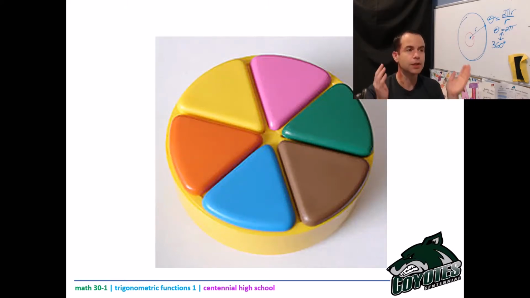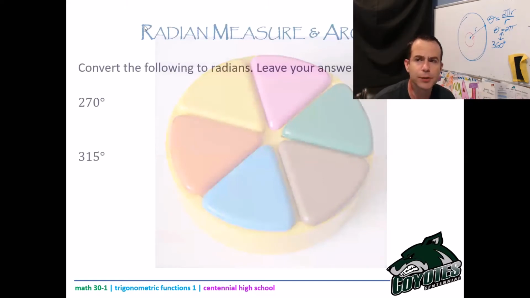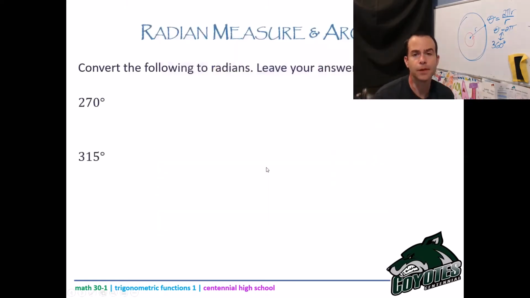Think about a circle, or think about a pizza if that's better for you. Divide it into 6 slices, and one of those slices is roughly how big a radian is in the circle. It's important that we can visualize things. Okay, so convert the following to radians, leave your answer as exact value.